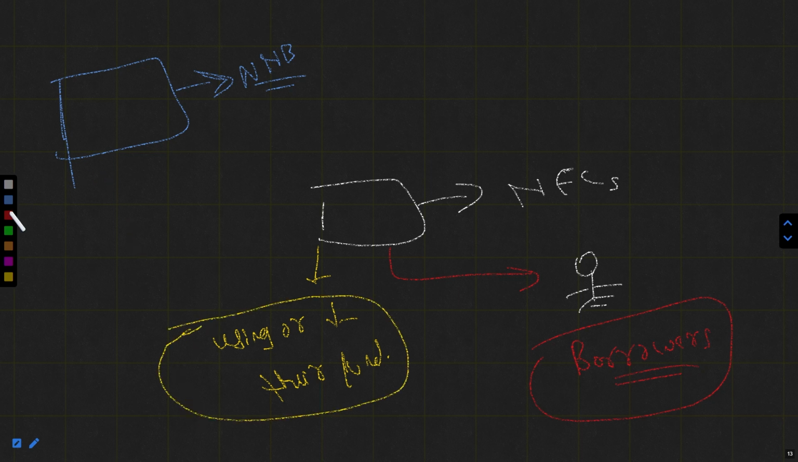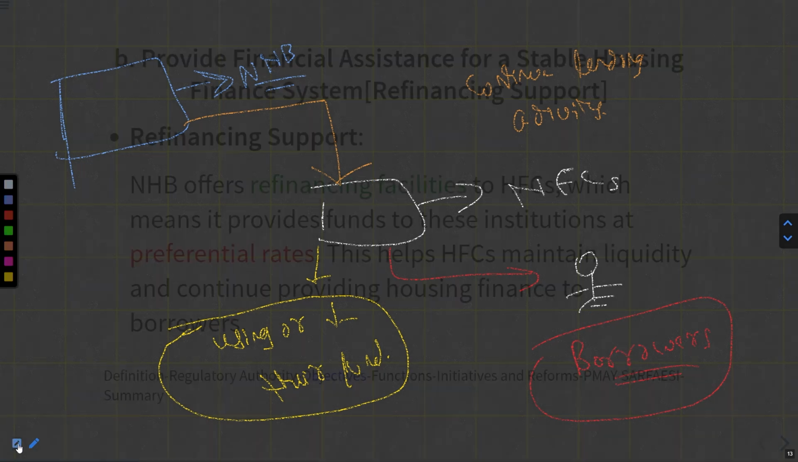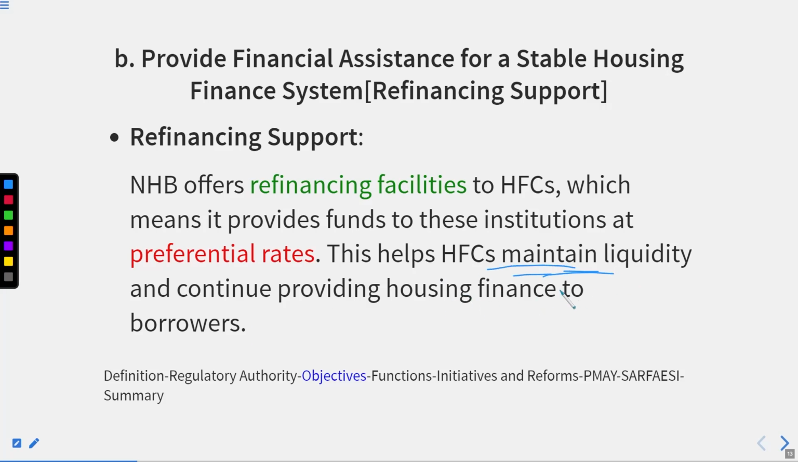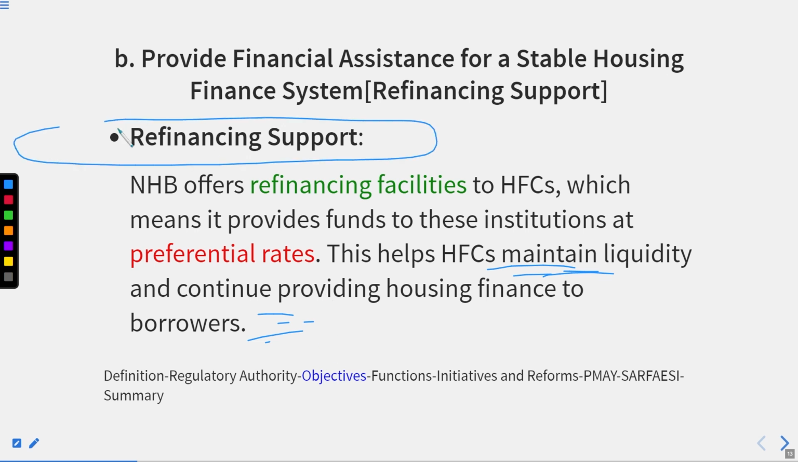In such a scenario, what happens? The NHB will refinance the HFC, or you can say will provide funds to the HFC, so that the HFC will continue the lending activity. This scenario is known as refinancing. HFC is providing funds to the borrowers, and NHB is filling the funds to the HFCs, so that the HFCs can maintain liquidity and continue providing housing finance to the borrowers. So the first is refinancing support.